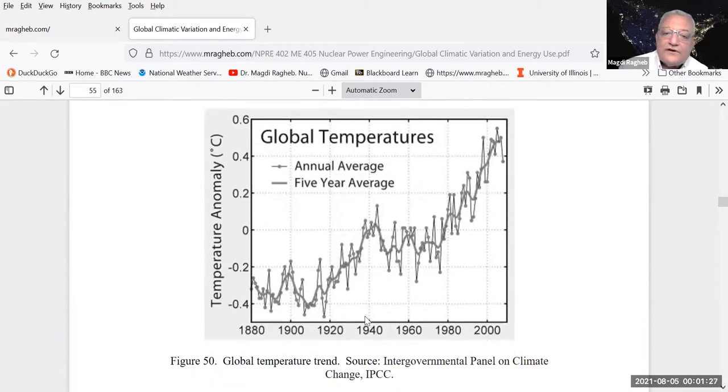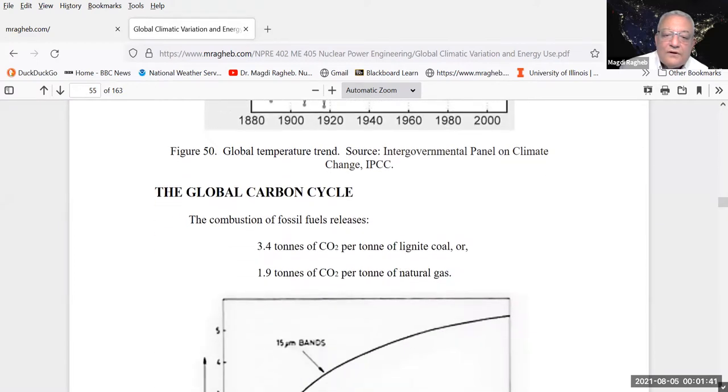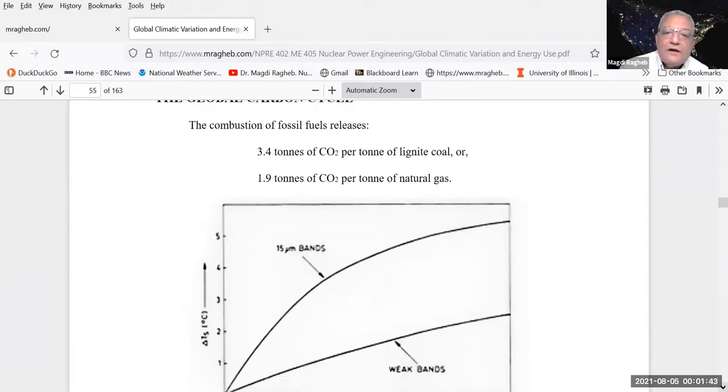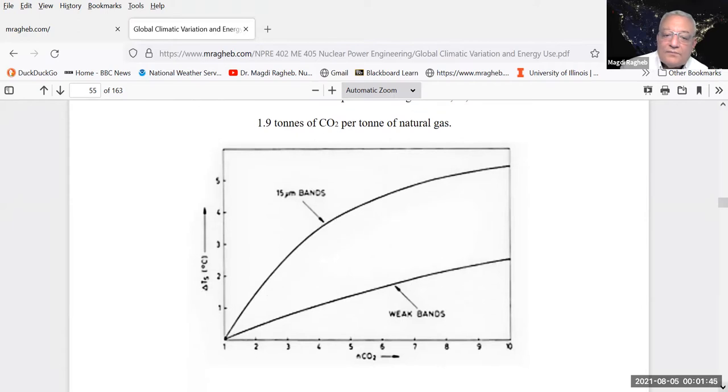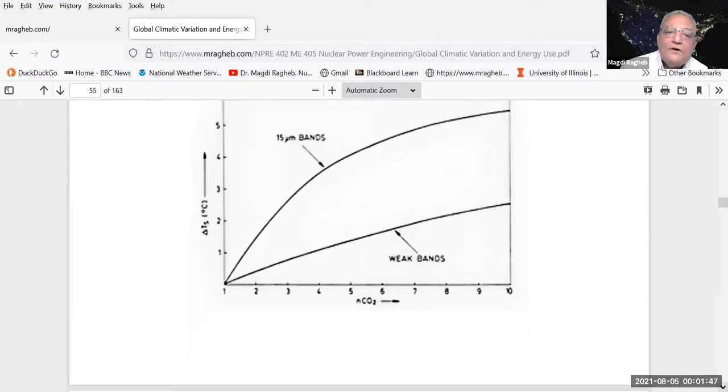So the five-year average of the temperature of the Earth is definitely increasing, either the annual average at each point or the five-year average. And there is no doubt that it is. So we cannot deny that. The heating comes by the greenhouse effect, as you know.